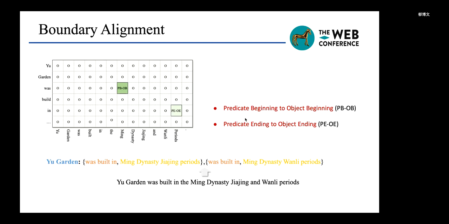It indicates that the two corresponding positions on the table are respectively the beginning tokens of a valid predicate-object pair. The second one is predicate ending to object ending, PE2OE, similar to PB2OB, but focusing on the ending token. An example of boundary alignment is provided, where the sentence contains two relational facts for the subject entity. The text is labeled as PB2OB. Similarly, PE2OE is labeled here and here.